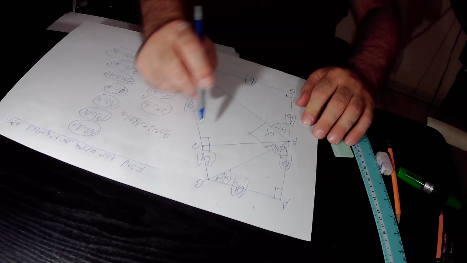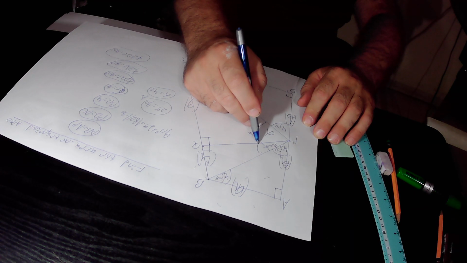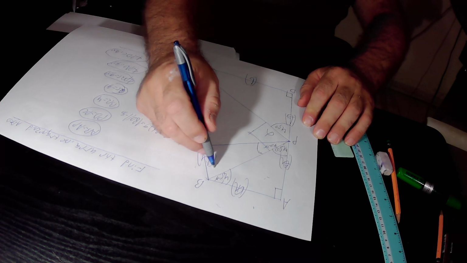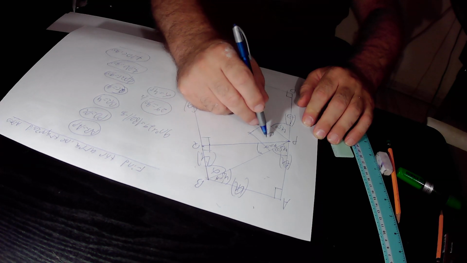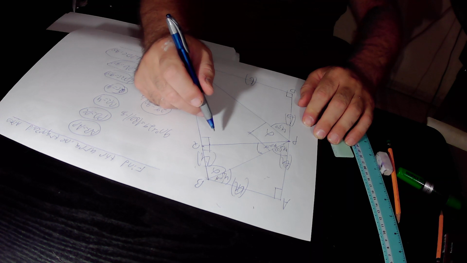So, in the right triangle PBQ, this angle equals 90 degrees minus alpha, this angle equals 90 degrees, therefore this third missing angle must be equal to alpha. Why? Because alpha plus 90 degrees minus alpha is 90 degrees, and 90 degrees plus 90 degrees is equal to 180 degrees. That is the sum of the angles in any triangle.